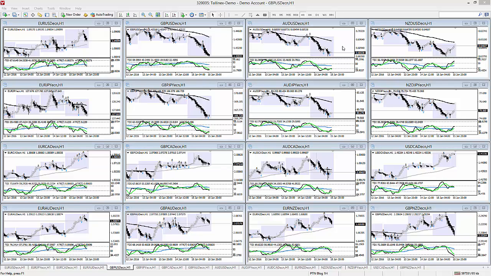We are way oversold on the Aussie dollar, Aussie yen, and we've begun to rally a little bit on some bullish divergence here on the Kiwi dollar and Kiwi yen. So those are the pairs I'm primarily looking at. We've got the pound dollar and pound yen in oversold territory, but we haven't created a double bottom and we haven't created the second wave to look at a potential reversal here yet on the 1 hour.